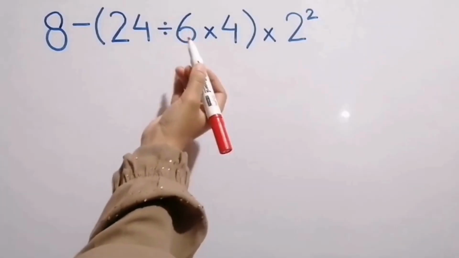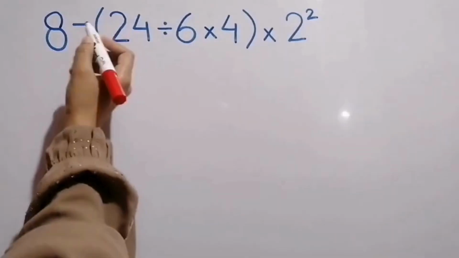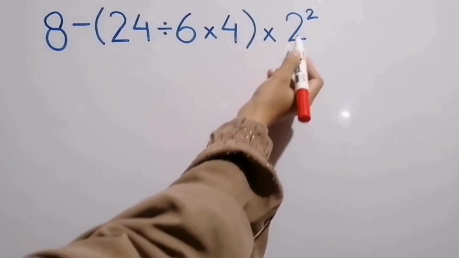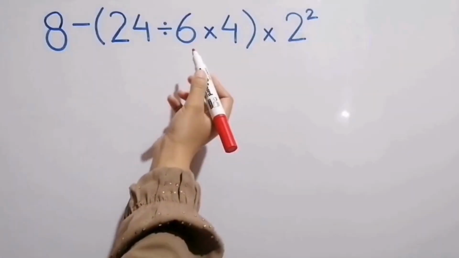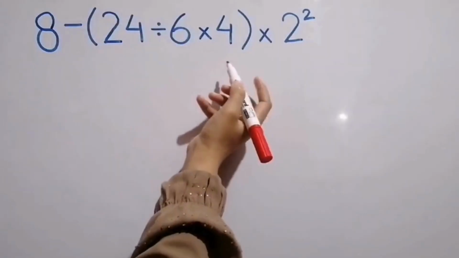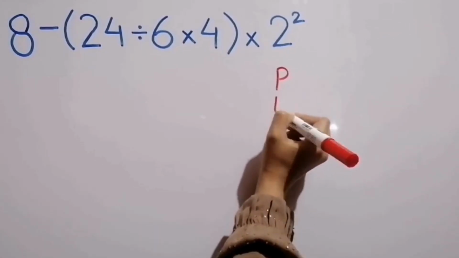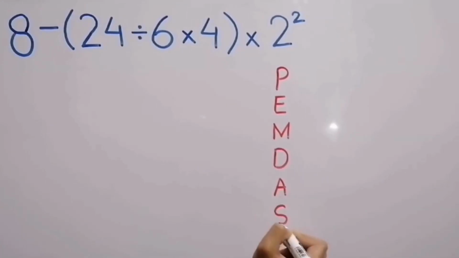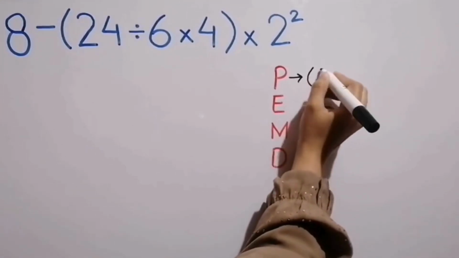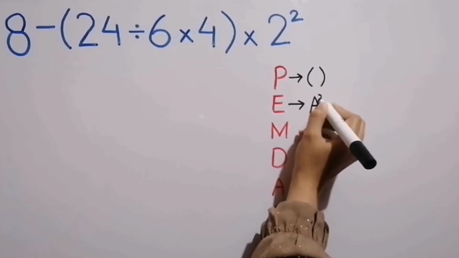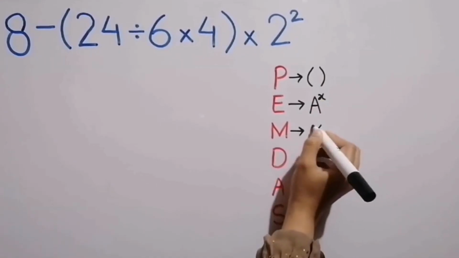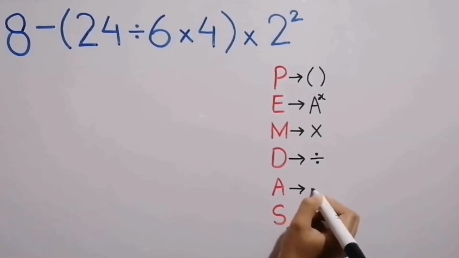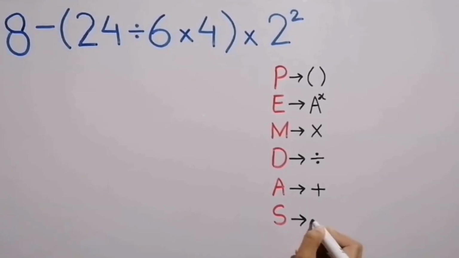As you can see on the screen in this expression, first you have a subtraction sign, then parentheses, after that we have a multiplication sign, and finally an exponent. Alright, to solve this question we need to follow the order of operations, which is PEMDAS. In this rule, P stands for parentheses, E stands for exponent, M stands for multiplication, D stands for division, A stands for addition, and S stands for subtraction.